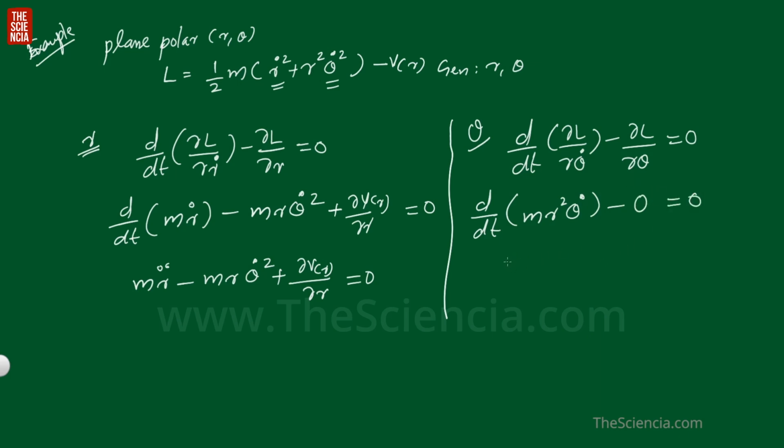Here you should be careful. You have to take the derivative of r and theta dot also. So what we get? m r square theta double dot plus, taking the derivative of r, 2 m r r dot theta dot equal to 0.